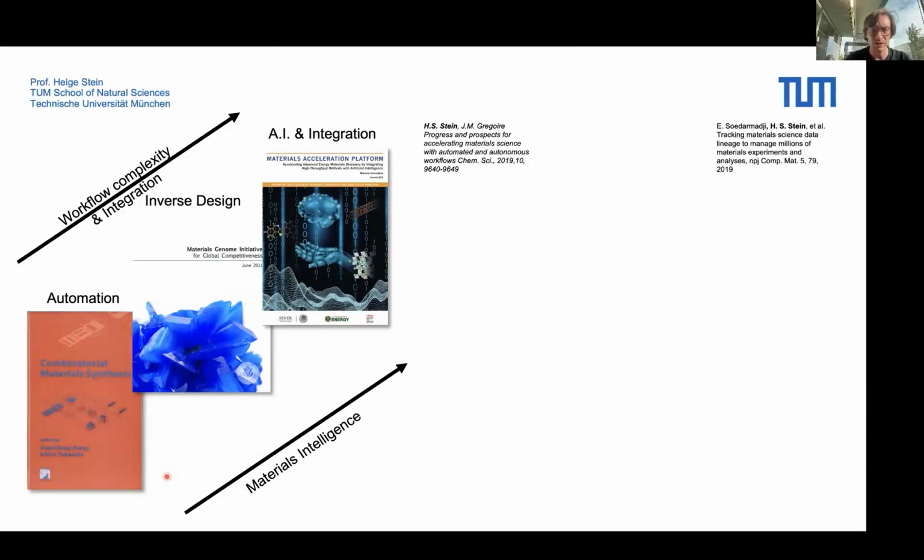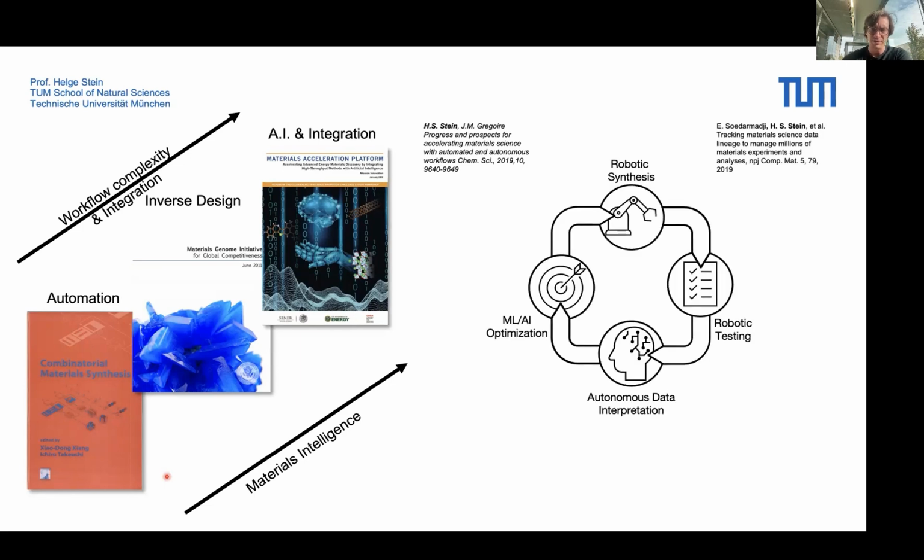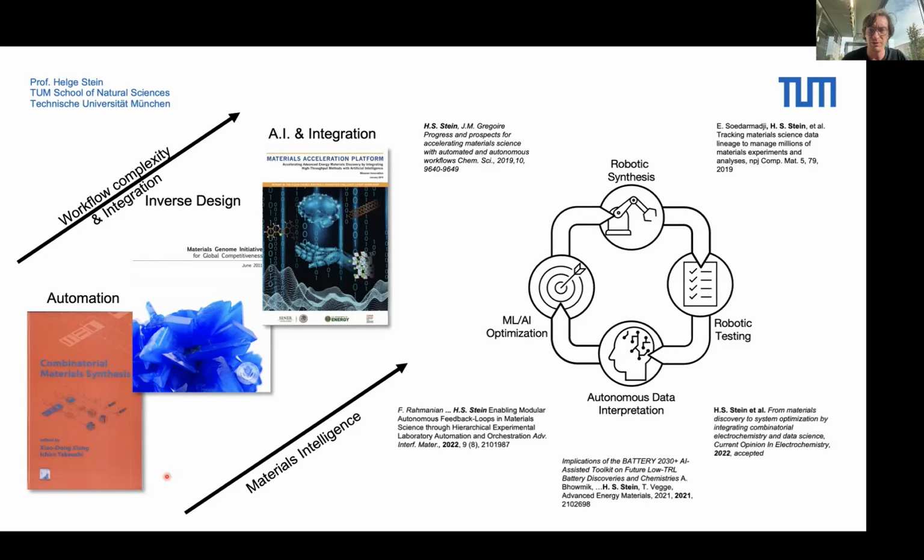In 2019, John Gregoire and I wrote a small review on this, and I think the way we did this is not a mistake, but could be improved upon. The idea there is always this circle: you have robotic synthesis, robotic testing, autonomous data interpretation, and then optimization, and then you go in this loop. Some other groups, especially in Canada, are now saying we need to close the loop, or this is closed loop materials discovery. I think we need to go a little bit beyond that.